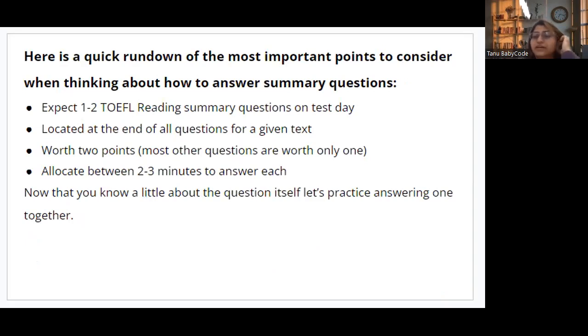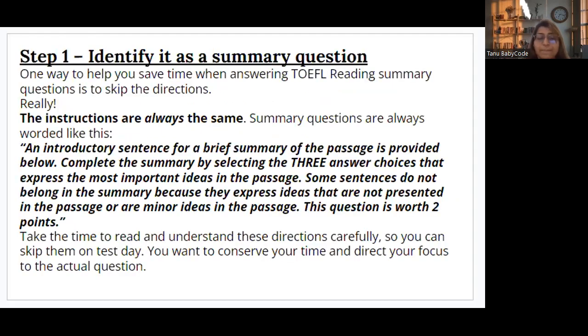Now expect 1 to 2 TOEFL reading summary questions on the test day. They are located at the end of the questions for a given text. It is always at the end of the questions and it is worth 2 points. Most other questions are worth only 1, but this is worth 2 points. Allocate between 2 to 3 minutes to answer each question. So let's go through the steps. The very first step is to identify it as a summary question.